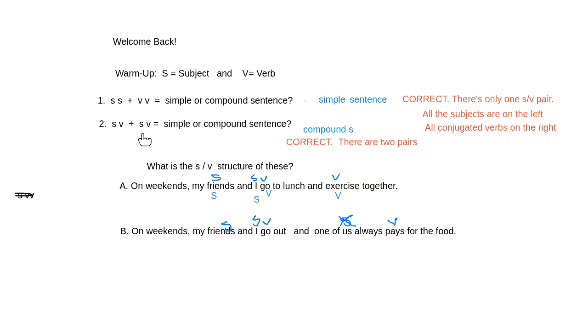Okay, so this number two is creating a compound sentence with one pair on the left and one pair on the right, okay? This is two pairs. If anybody has a question about this structure and why one is simple and two is compound, just let me know.